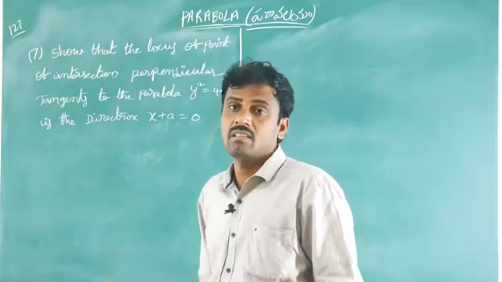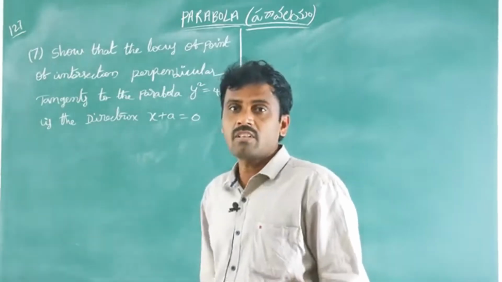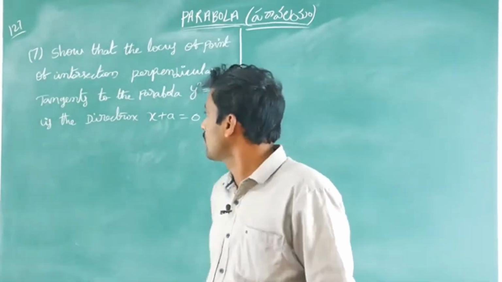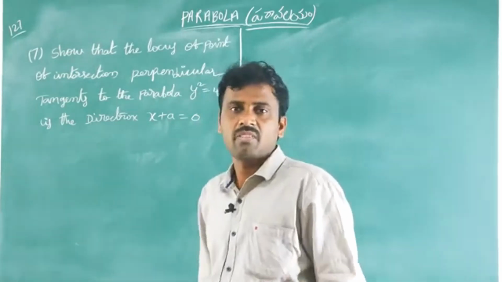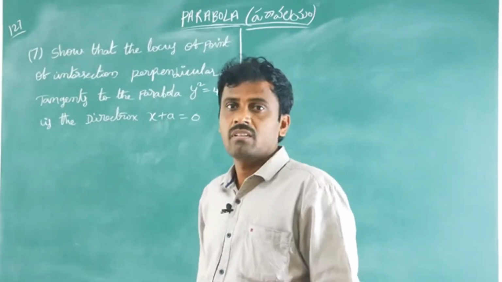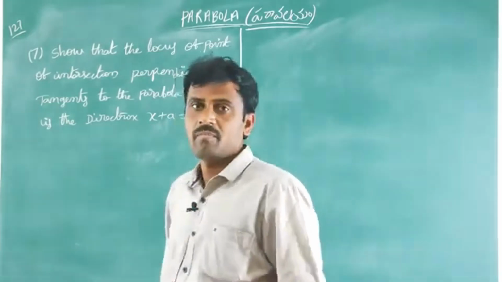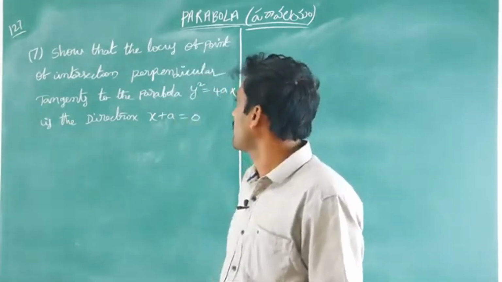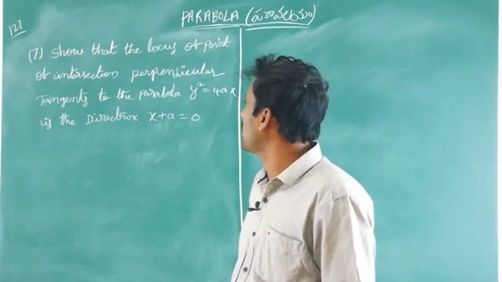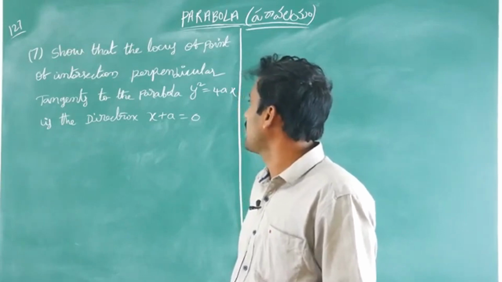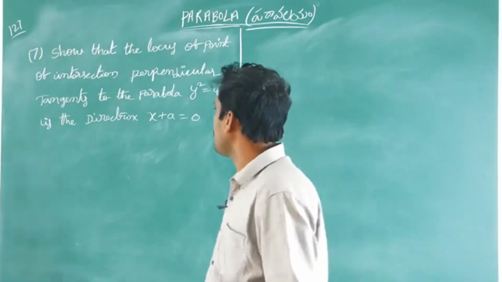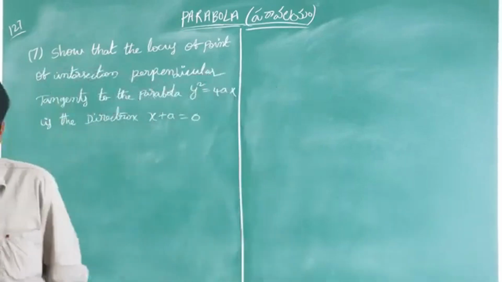There are two methods. In the objective method, it is a very short cut, only 3 steps. In the descriptive method, there are more than 3 steps. First of all, the descriptive method: show that the locus of the point of intersection of perpendicular tangents to the parabola y² = 4ax.